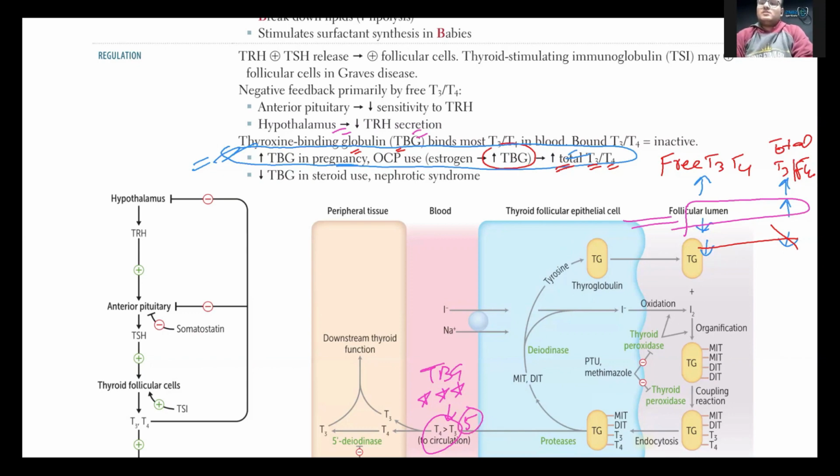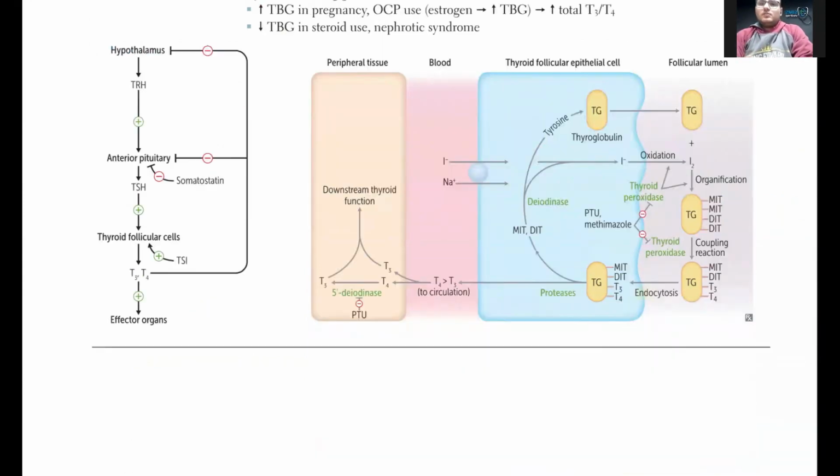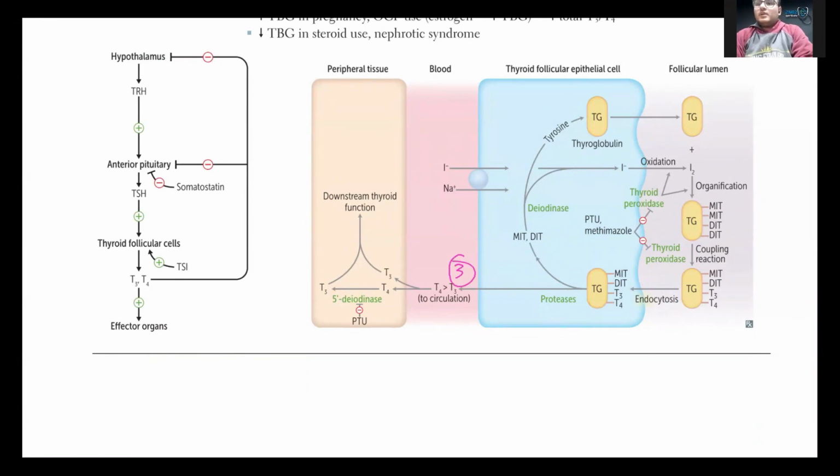But when we add this extra thyroxine binding globulin, there are not 5 molecules free. Now there are 3 molecules, because the thyroxine binding globulin is capturing this T3 and T4. So there were 5 molecules, now there are 3 molecules here. There is a decreased T3 and T4, so it means free T3, T4 will be decreased.